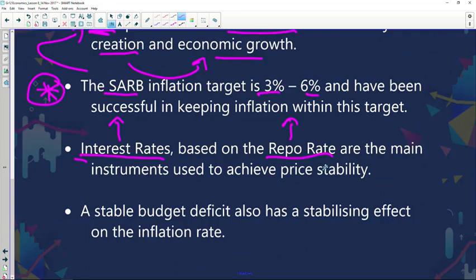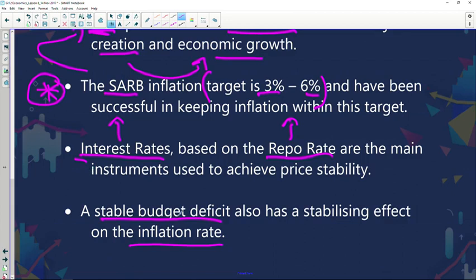And then moving on to a stable budget deficit. It is also important to have a stable budget deficit, because it does help to stabilize the inflation rate. So remember, it's important to be able to control and keep this target of 3 to 6% at all times. So in order for the Reserve Bank to continue to keep the target at or between those percentages, it's important that they look at interest rates and the repo rate.